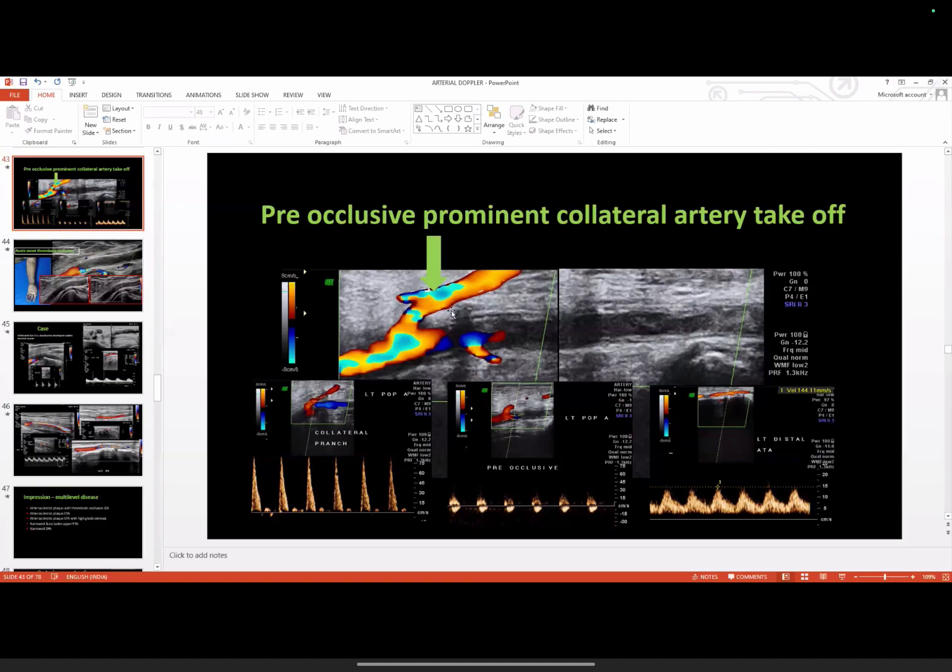So collateral flow is, most of the time, monophasic, and the velocity depends upon the upstream vessels and the resistance depends upon the downstream vascular bed resistance. So collateral flow is always monophasic. You can call it a tardus parvus type or a dampened flow.